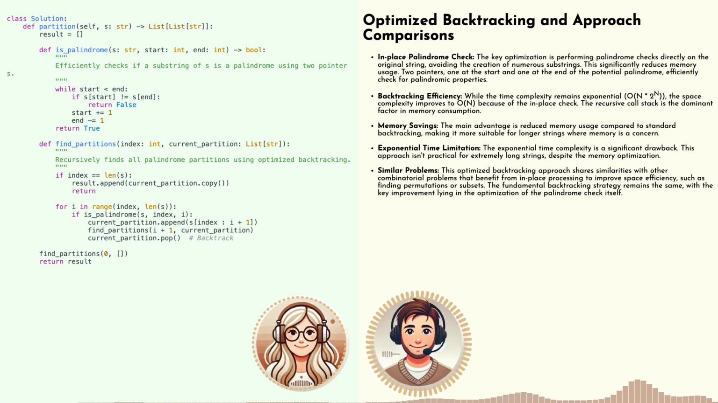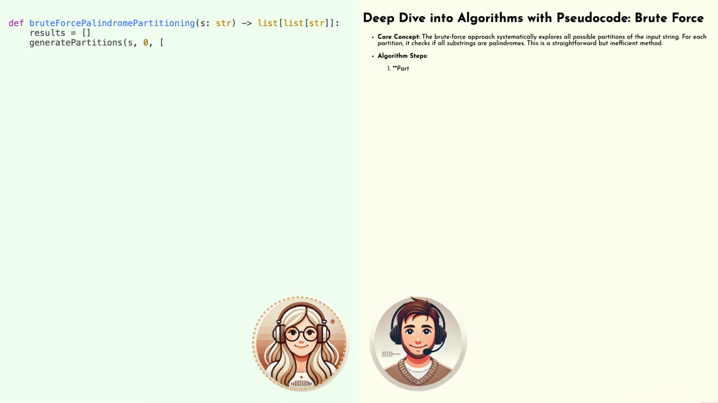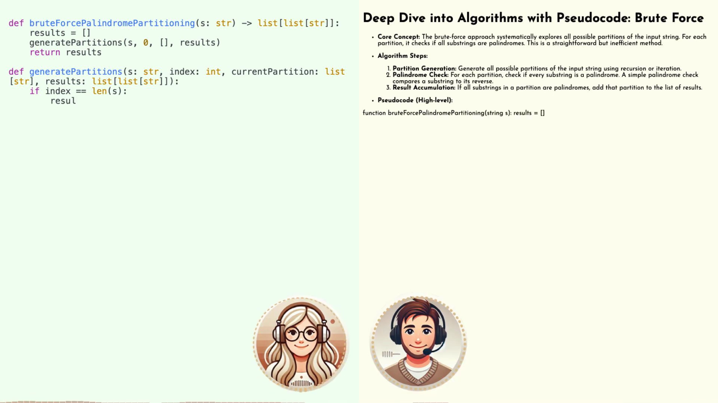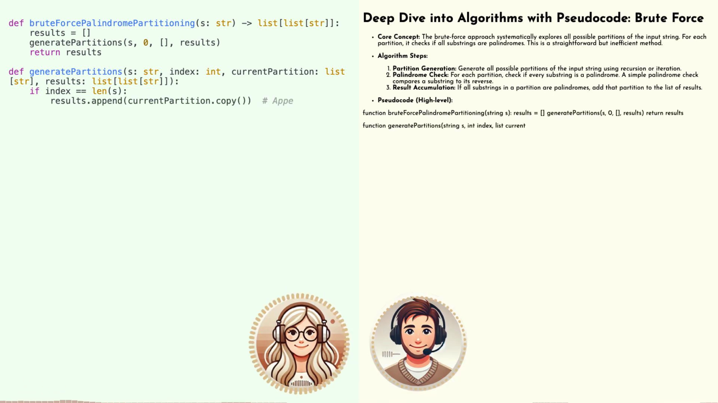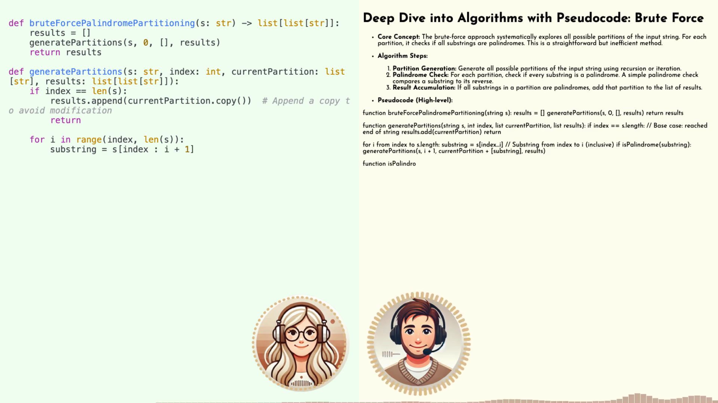Okay, so to recap, we've got these three main approaches to palindrome partitioning: basic backtracking, dynamic programming with a DP table, and this optimized backtracking with in-place palindrome checking. Yeah. Each one's got its own pluses and minuses in terms of time and space complexity. And beyond just knowing these specific algorithms, I think the real learning comes from understanding the general problem-solving strategies they embody. Yeah, for sure.